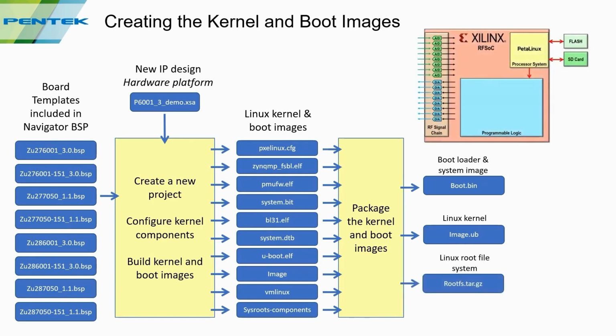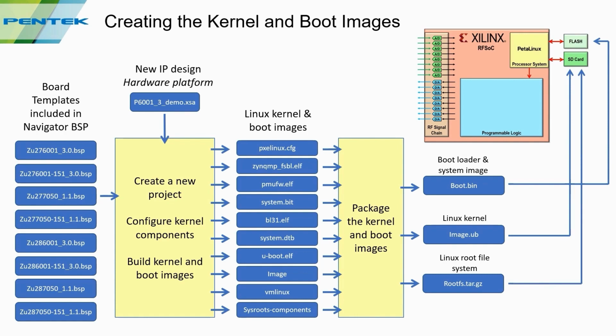And the way this maps into the hardware is the boot.bin, the bootloader, and the system image gets loaded into the flash. That's the first thing that boots when the board powers up. And then the Linux kernel and the Linux root file system are both copied into the SD card. And that takes care of creating the kernel and the boot images.